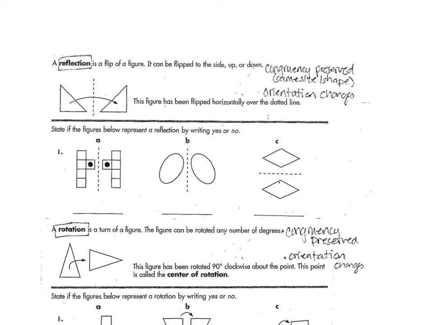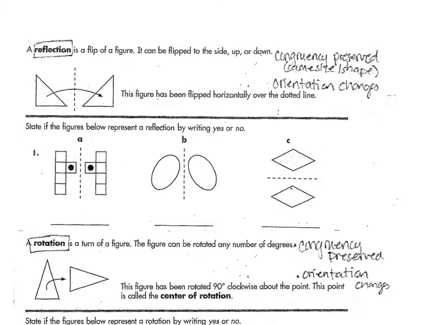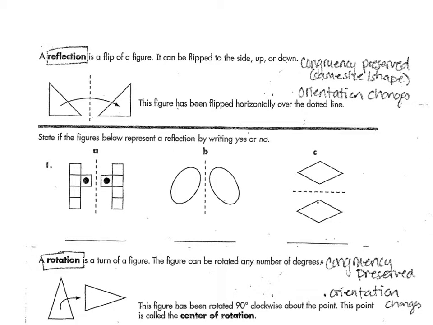Okay, and looking at the last two transformations, we'll talk more in depth about these later, but just right now, just so that you know, a transformation that's a reflection is a flip. You can remember that because you've got the FL in there. Reflection, it's a flip of a figure. It can be flipped to the side, up, or down.